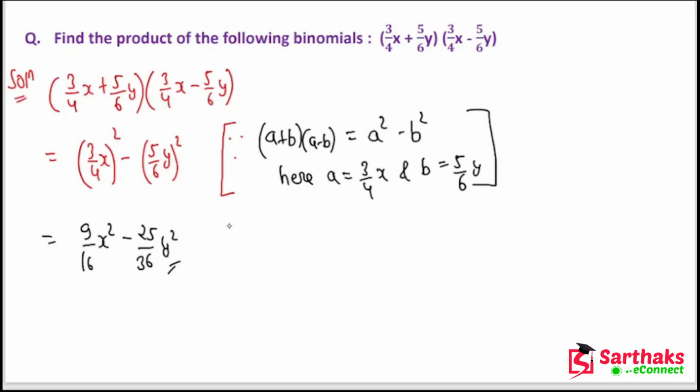So we have multiplied them, 3 upon 4x plus 5 upon 6y into 3 upon 4x minus 5 upon 6y. You can cross check if you want to do it. So it will be 9 by 16 x square minus 25 by 36 y square. Let us move on to the next question.